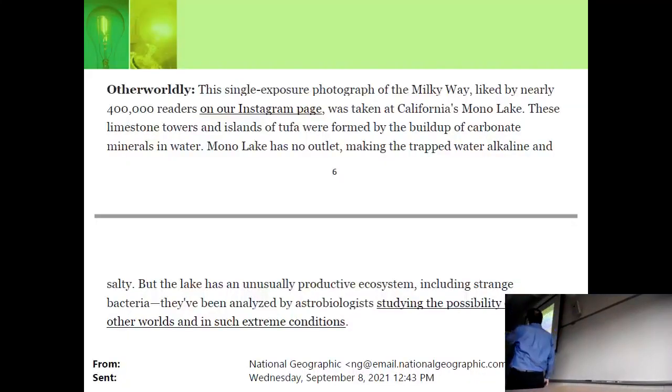To give credit where this came from, this is a National Geographic letter. It's how they do Instagram, and I actually recommend it. They take great pictures. They're limestone towers and islands of tufa, carbonate minerals in the water. High carbonate because all the mountains drain into there. But do you remember what else is high there? Other elements in rocks end up concentrated there, like arsenic. And as you know, arsenic is a poison to us normal humans.